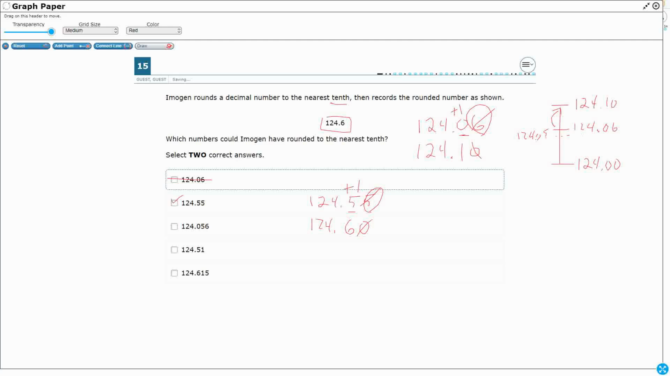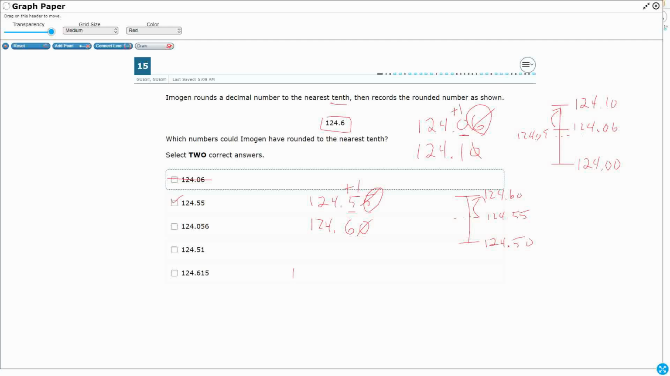Because really what we're looking at, once again, is I've got a 124.50, 124.60, my midpoint. It's going to be that 124.55, and it's right at that midpoint, which means it's going to move up.